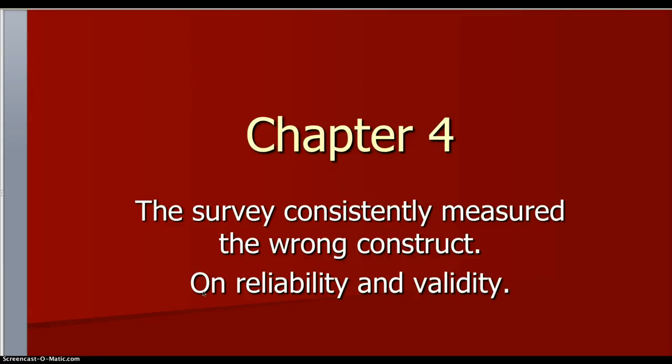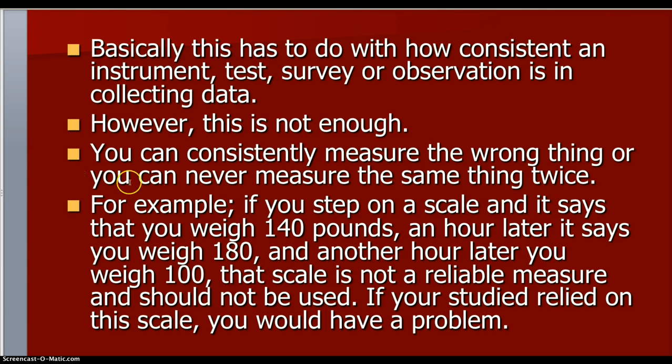This chapter will deal with two types of measurement attributes called reliability and validity. First of all, we're going to focus on reliability. This has to do with how consistent an instrument is, whether we're talking about an IQ test or a survey, or when somebody does an observation in a qualitative study where they're collecting data. How consistent are we going to be?